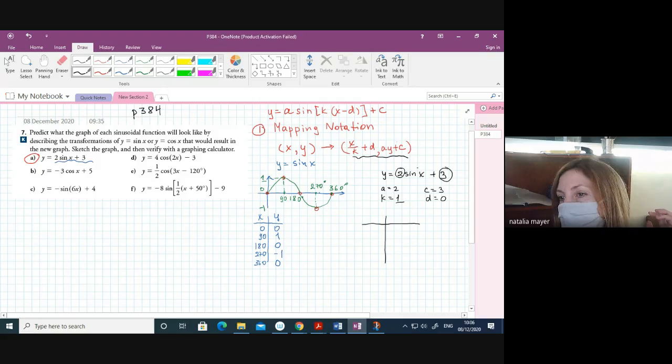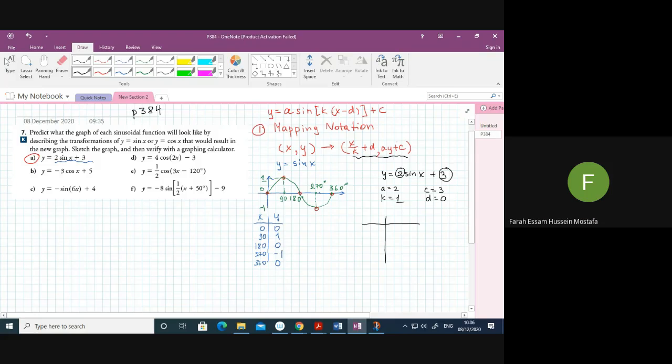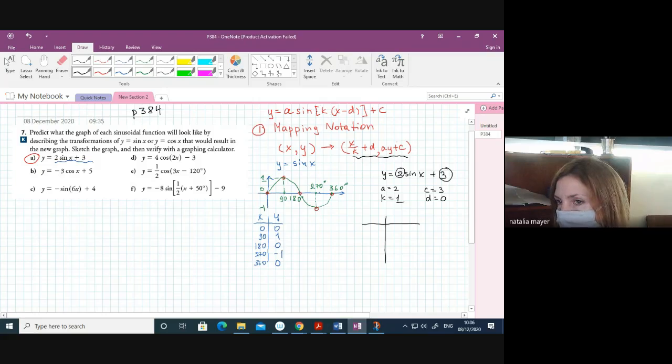Okay, this is your function. Do you see it? Right here. So this is the equation. Where is k? K is next to x. Is it added to x or is x multiplied by k? Is multiplied, right? So it's multiplied. When you multiply by 1, it doesn't change anything, right?